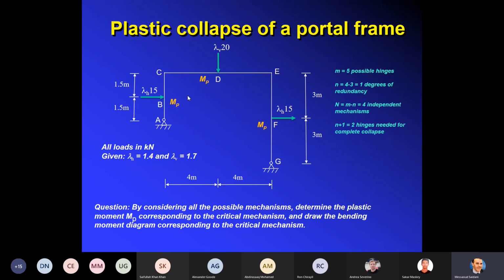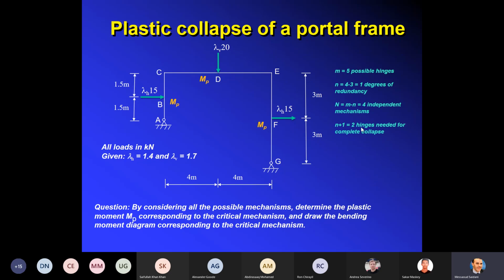We have the beam mechanism for CA. We have the beam mechanism for CE. We have the beam mechanism for EG. Then we have the sway of the frame. So these are the 4 independent mechanisms.